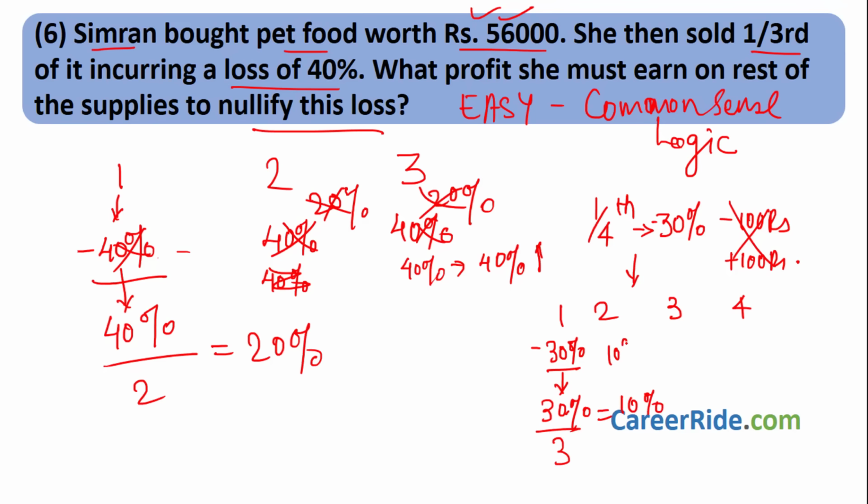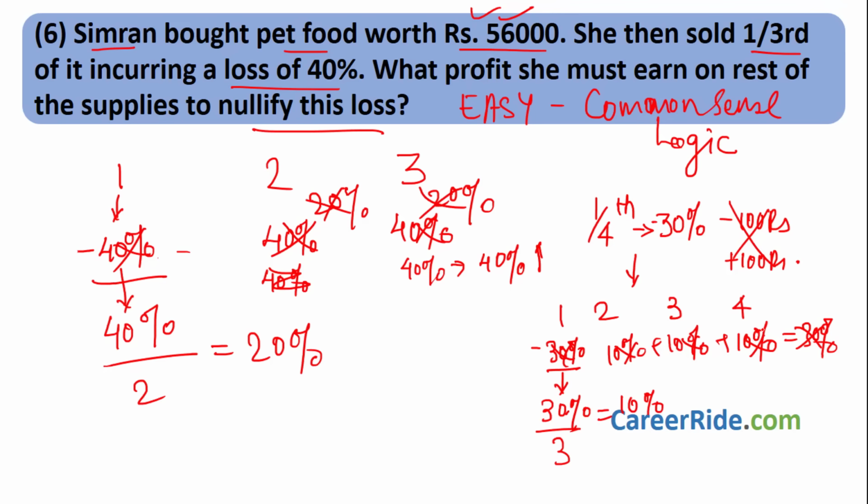So each part has to be sold at 10% profit so that she will nullify the 30% loss. 10 plus 10 plus 10 is 30%. So this addition is nothing but 30% and it gets nullified, right? See how easy it was. Using common sense and logic we were able to find it.